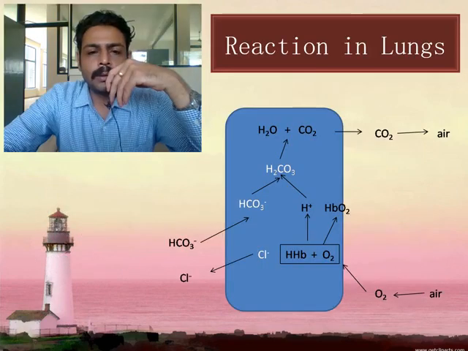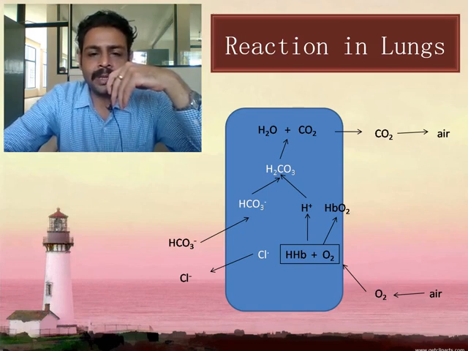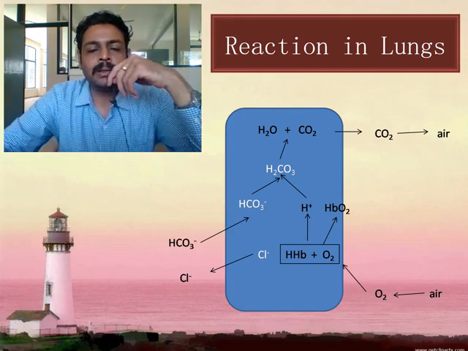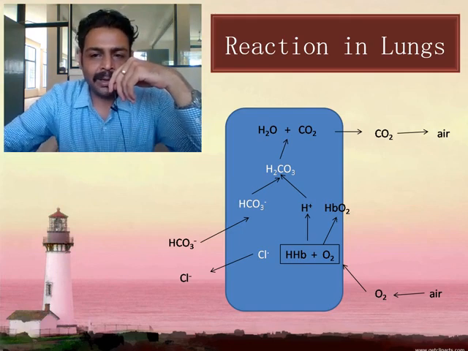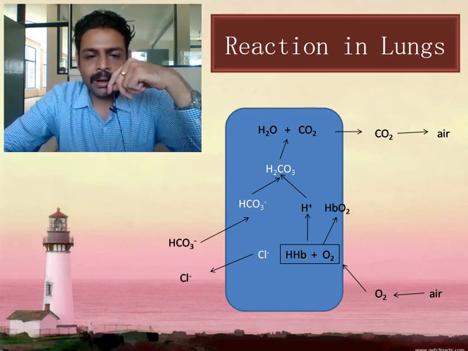The RBC reaches the lungs. Now what happens? You see the bottom right side. So we are inhaling oxygen. This oxygen is in the alveoli. It enters into the blood, enters into the RBC. So in the RBC, what is the HHb?